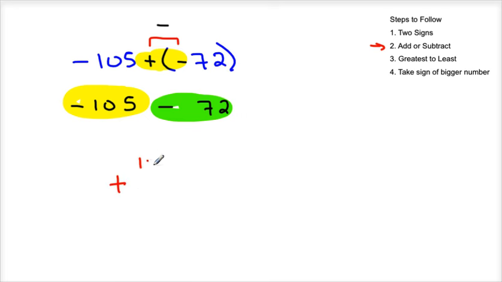And again, put my numbers in order from greatest to least. 7, 7, 1. They're both negative, the 105 is bigger. I'm going to take that negative sign, so it becomes negative 177.